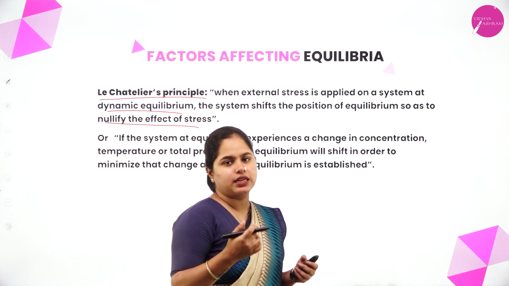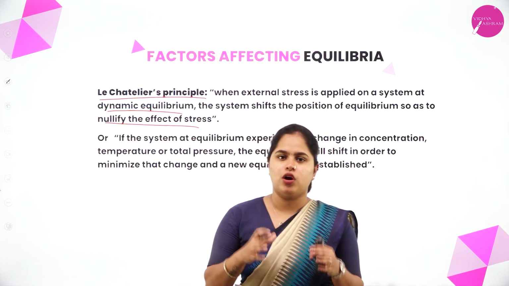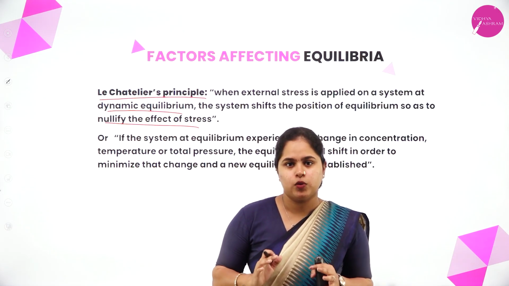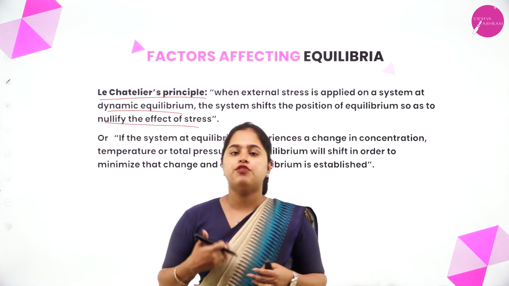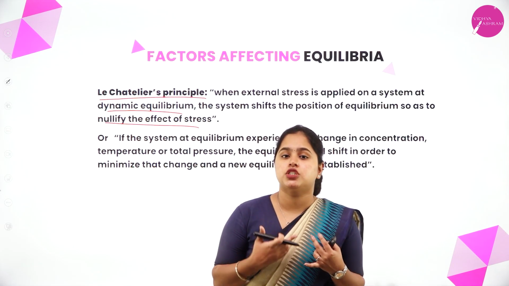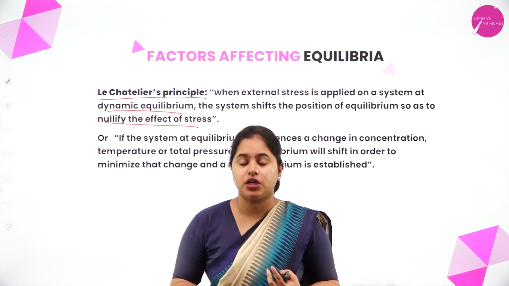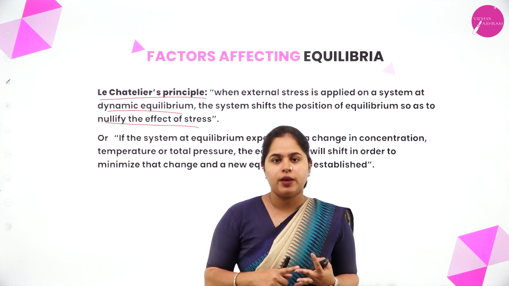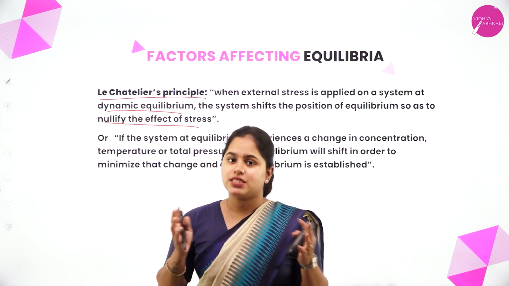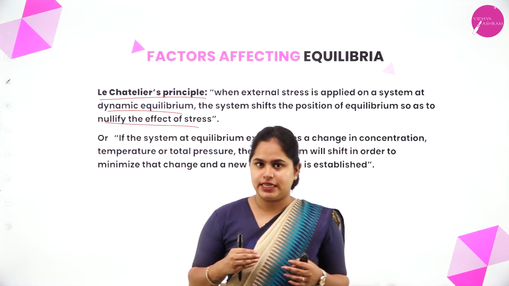Okay, so what does this sentence mean, or what does this principle mean? Let us assume that a system is already in equilibrium. Okay, so it has already attained dynamic equilibrium. Now if we are applying any stress on it, the stress can be in the form of change in concentration. We can change the concentration, we can change the temperature, we can change the pressure. Either we can add a catalyst, or we can add an inert gas. Such kind of stress is applied onto a system which has already attained equilibrium.